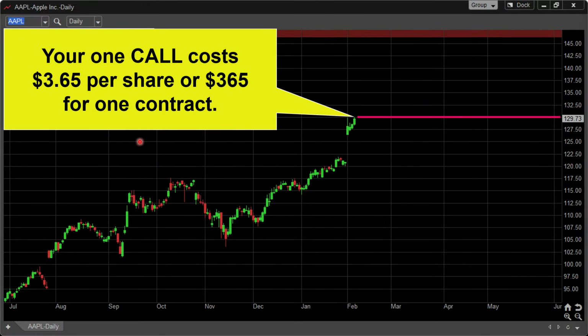Your one call does cost you something, right? In this example, what you would see with your broker is that the call costs $3.65 per share. That way, you can say, all right, I'm doing one contract, that's 100 shares. So it's 100 times 365. If you did one contract, it's $365 for this example. And if you did 10 contracts, it would just be 10 times that.